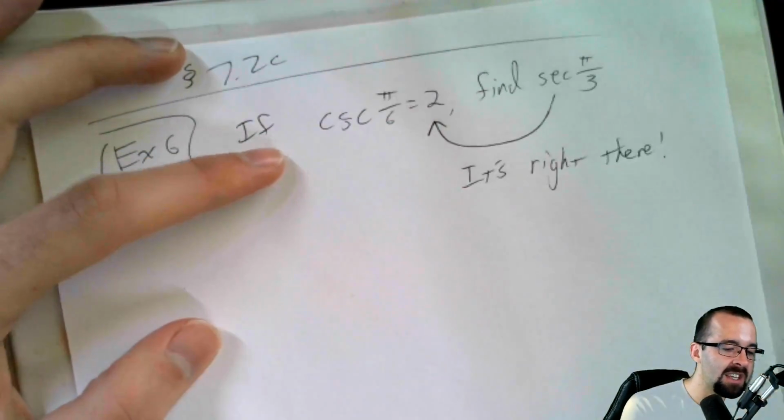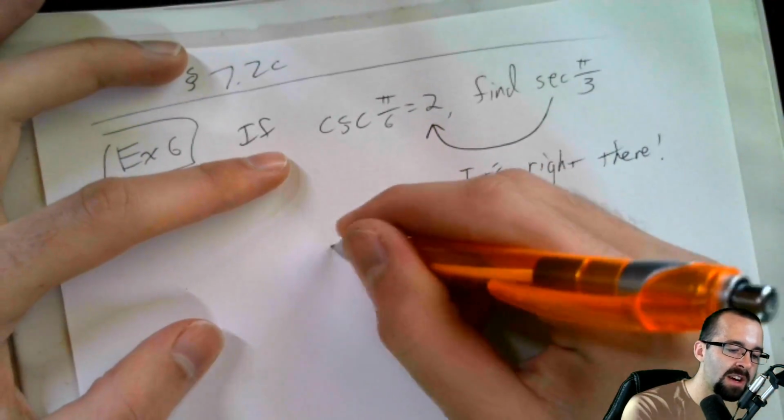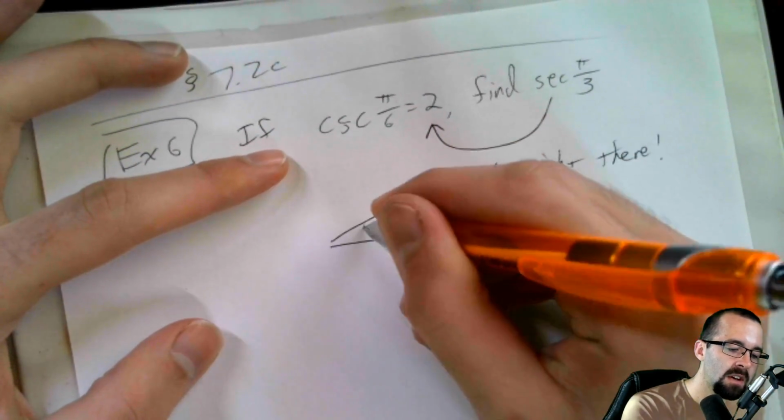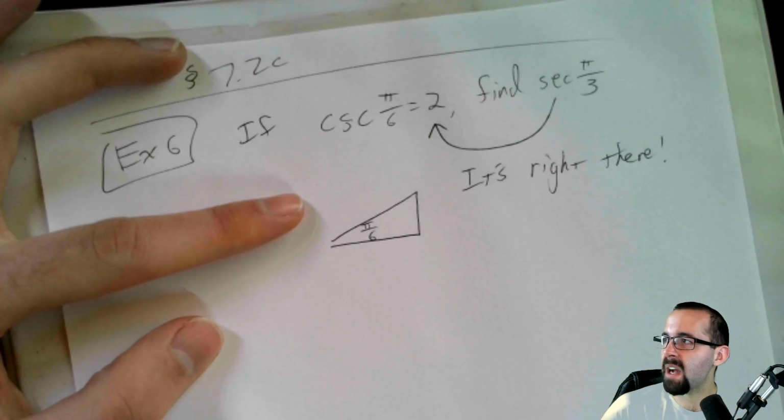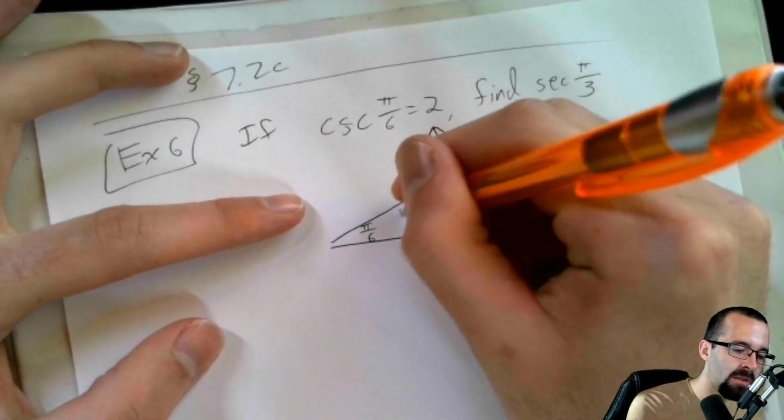So again, another way of seeing this, if you wanted to, is you could draw a triangle. So this is one of our special triangles, pi over 6 and pi over 3.